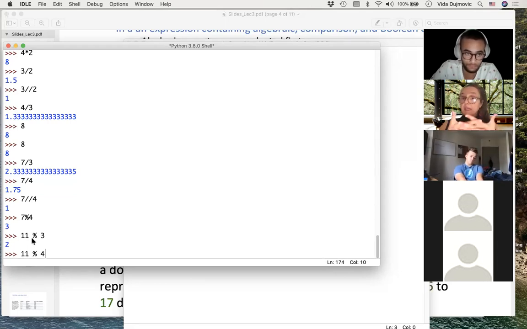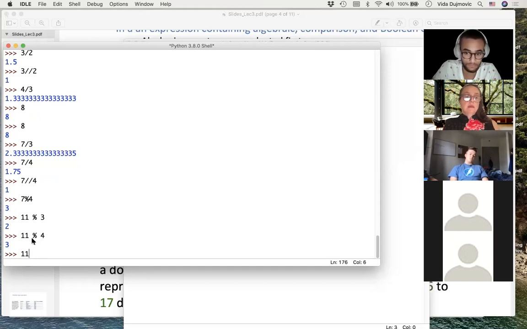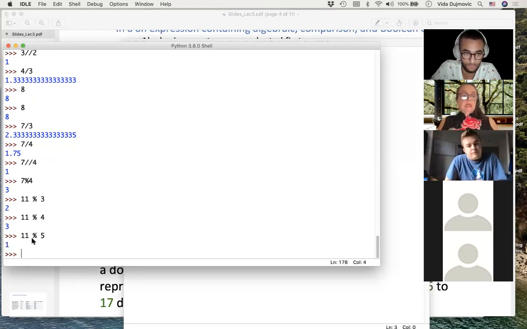What about integer division 11 and 4? Okay, 11 integer division 4. So 11 divide 4, if you're going to do integer division, is 2. So 2 times 4 is 8. So what's left over is 3. Okay, 11 integer division 5. Last example. This is 5 fits 2 times in 11. In other words, 11 divided by 5, integer division is 2. 2 times 5 is 10. What's left over is 1.